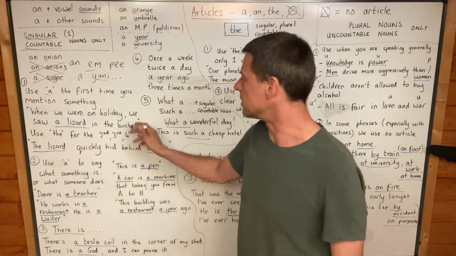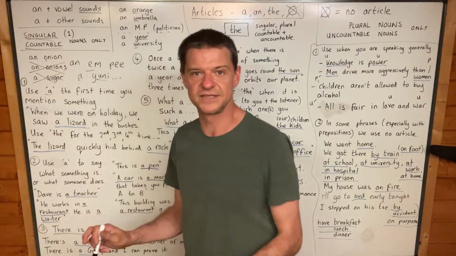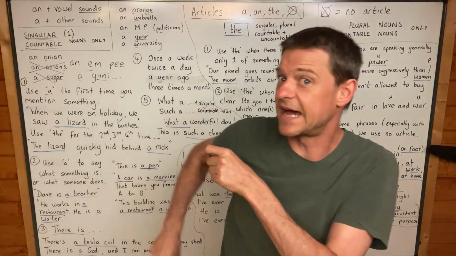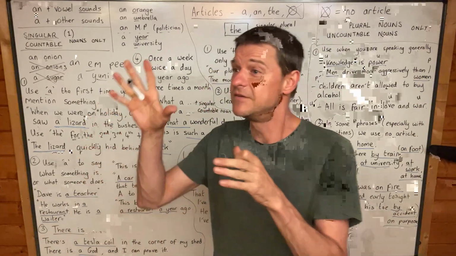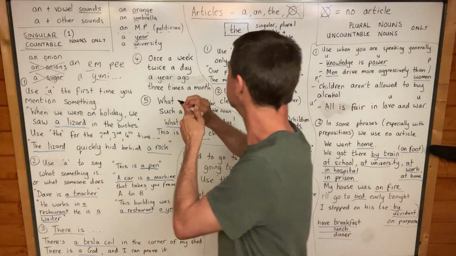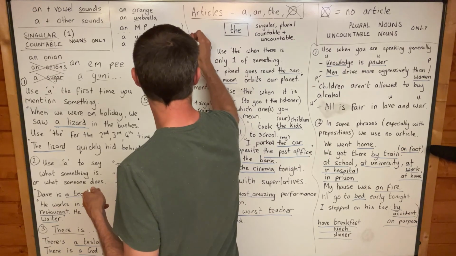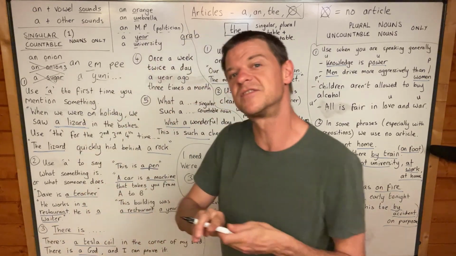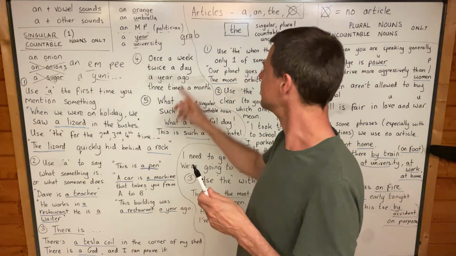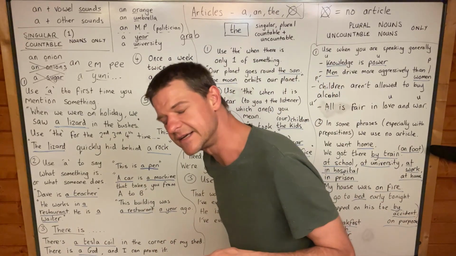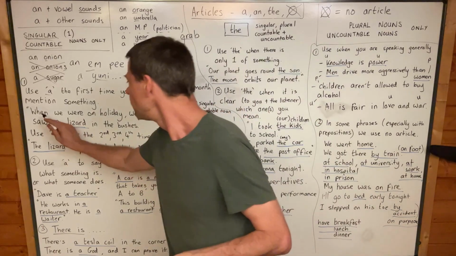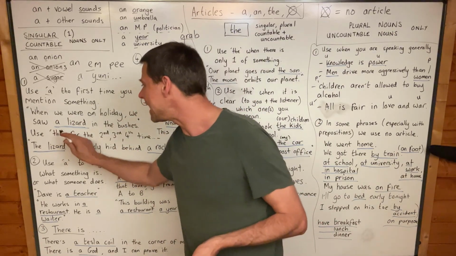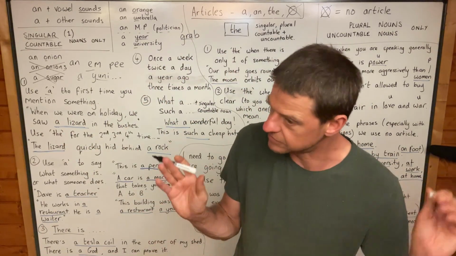When we were on holiday, we saw a lizard. A lizard is an animal with a tail that it drops, it gets rid of, if you try to grab it. If you try to grab the tail, it will drop its tail to run away. So it's that animal with the tail. It lives in hot countries usually. So when we were on holiday, we saw a lizard, not the lizard.